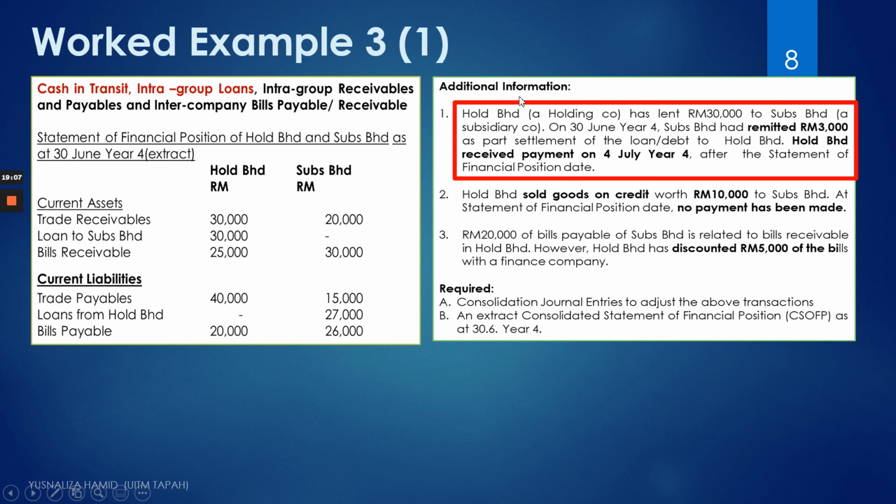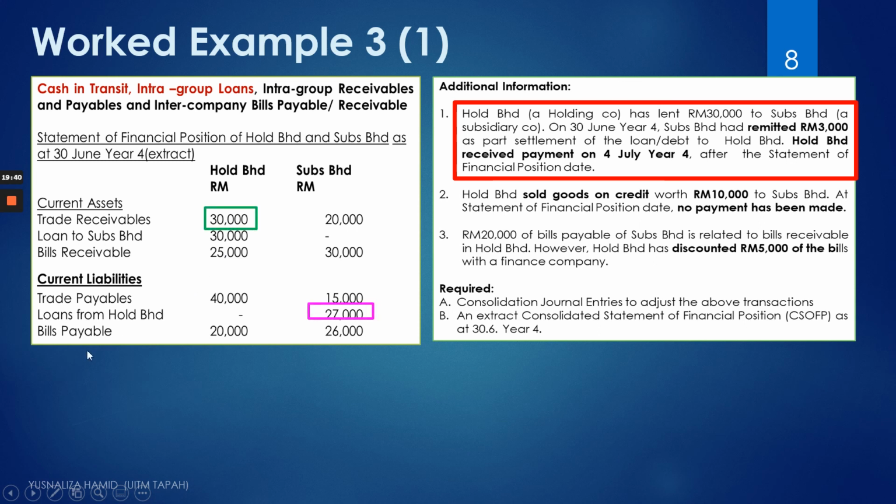So I'm now focusing on the first one. Yeah, the first one is regarding the intercompany loan as well as cash in transit. I'm going to show you how we cancel off the intra-group loans, because intra-group loans shouldn't be reported. So here you can see one item under current asset, loan to subsidiary, meaning that loan that is made by the parent to the subsidiary. The loan is 30,000.